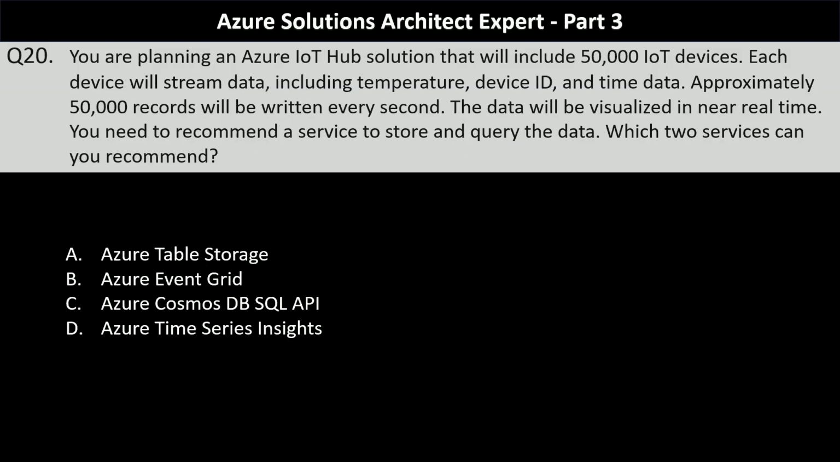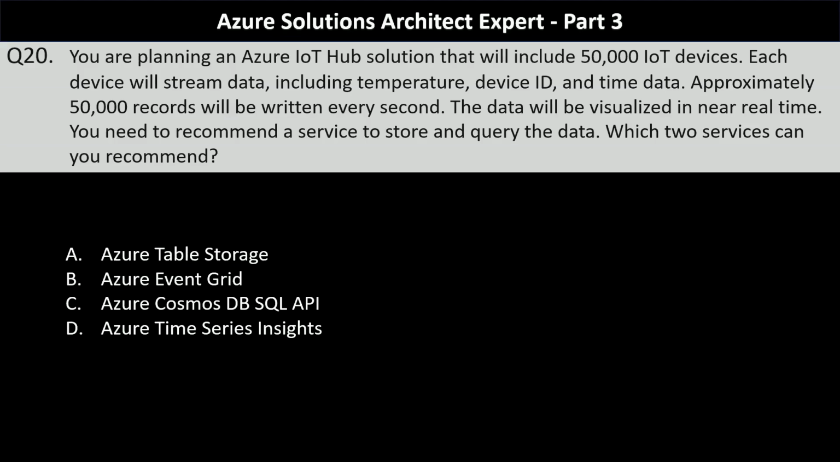Question number 20. You are planning an Azure IoT Hub solution that will include 50,000 IoT devices. Each device will stream data, including temperature, device ID, and time data. Approximately 50,000 records will be written every second. The data will be visualized in near real time. You need to recommend a service to store and query the data. Which two services can you recommend?